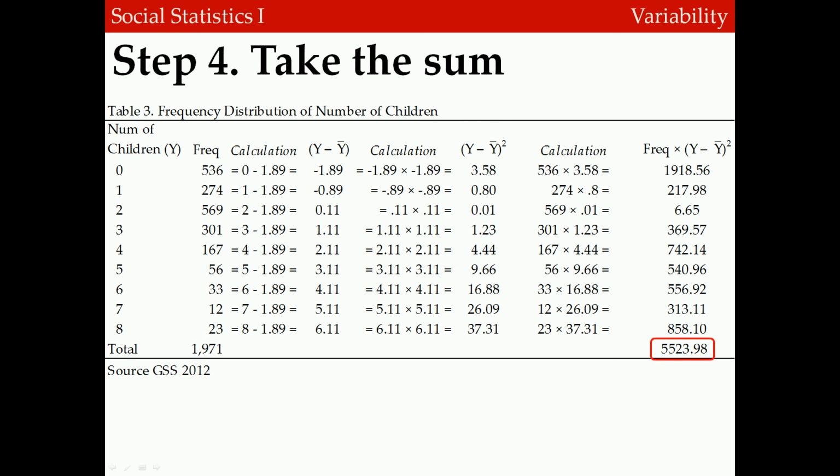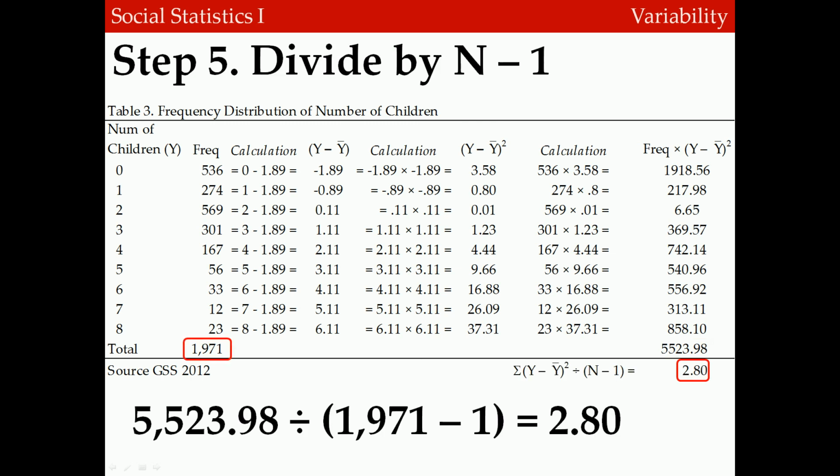The next step is to take the sum of the weighted squared deviations from the mean across all the different categories of the variable. And then we're going to divide that value by n minus 1. Notice here that we have 1,971 cases. And so we're going to divide our weighted sum of squared deviations from the mean, 5,523.98, by 1,971 minus 1. And that gives us a variance of 2.8.